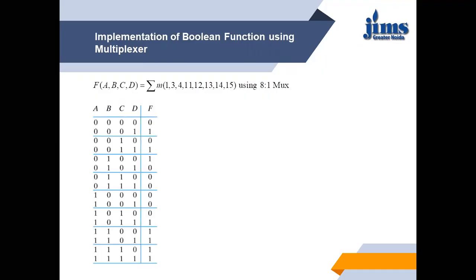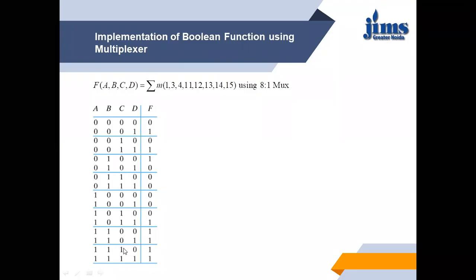So again, I construct a truth table. I put the values 1, 3, 4, 11, 12, 13, 14, 15. These are the minterms which are 1, and the rest I have put 0. Again, I made a pair of 2, and for each pair we can see that the value of A, B, C is equal. For the first pair it is 0, 0, 0. For the next pair it is 0, 0, 1. Then 0, 1, 0, then 0, 1, 1, 1, 0, 0, 1, 0, 1, 1, 1, 0, and 1, 1, 1.